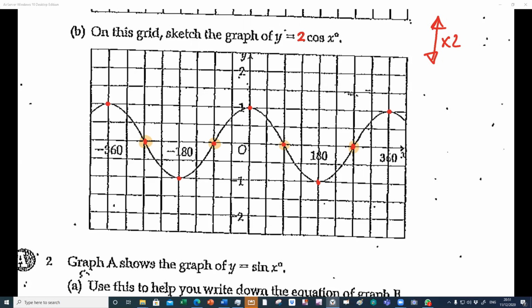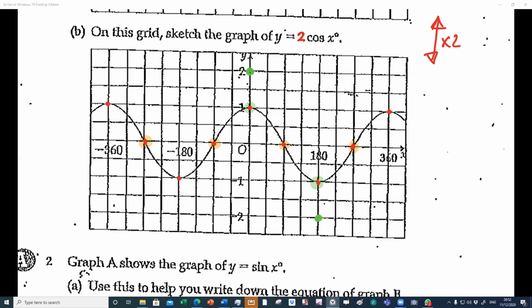Now, let's look at this one now. What about this point here in green? What happens to the height of 1? It's going to become a 2. Excellent. All right, let me get the highlighter again. What about this height here of -1 where the 180 is? It's going to become -2. It's going to be multiplied by 2. -1 times by 2 is -2.